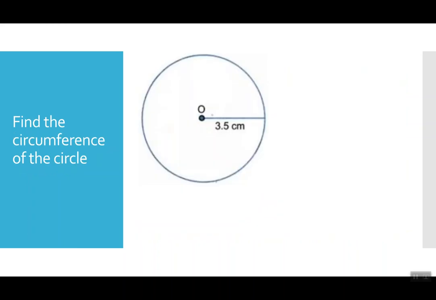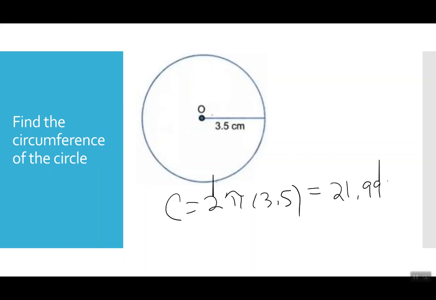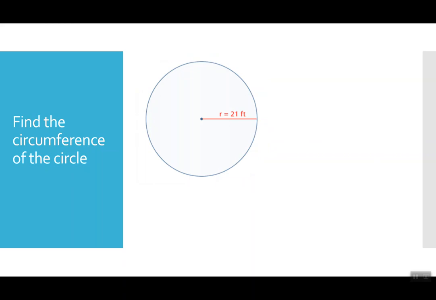So let's use those buttons for pi, and let's find the circumference of the circle, and let's just go ahead and decide we're going to give 3 decimal places for all of these. So in the first one, to get the circumference, I'm going to do 2 times pi times 3.5. So I'm putting in 2 times pi times 3.5 into my calculator, and I got 21.991, and that's still centimeters. In the next one, I have a radius of 21 feet, so to get the circumference, I'm going to do 2 times pi times 21, which gives me 131.947 feet.